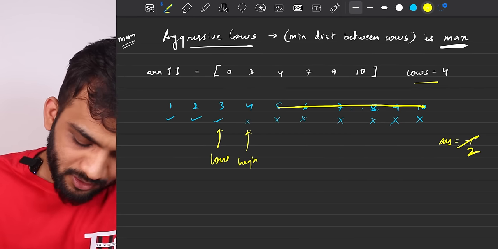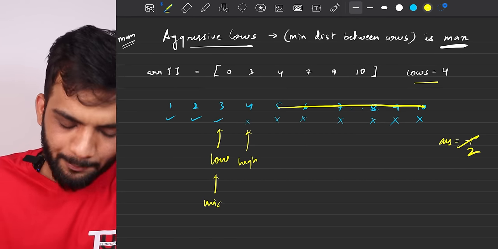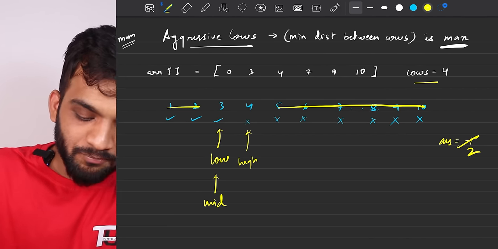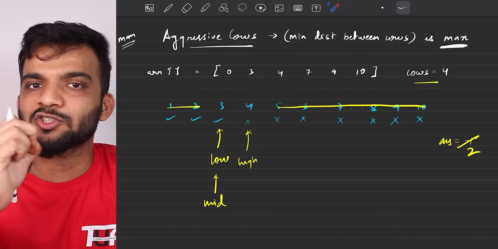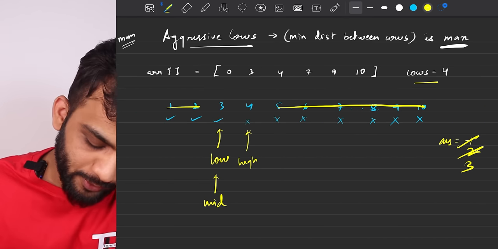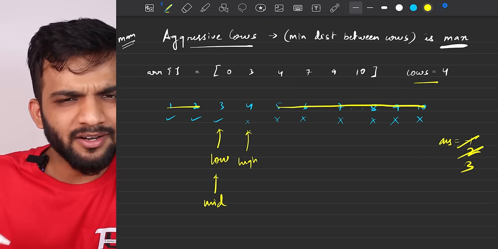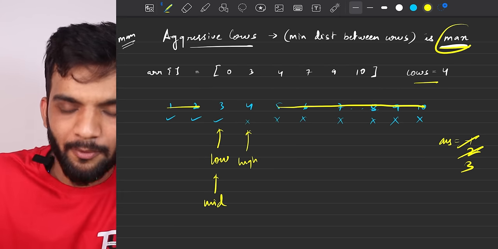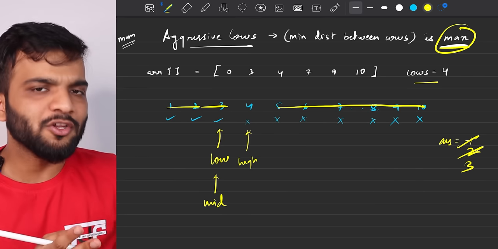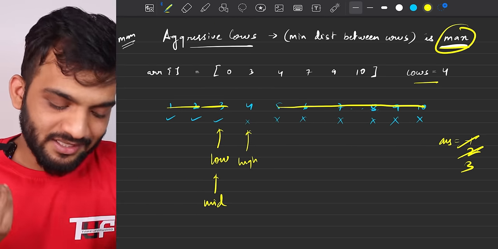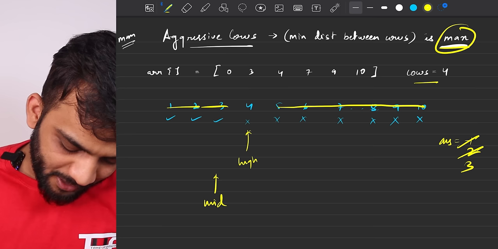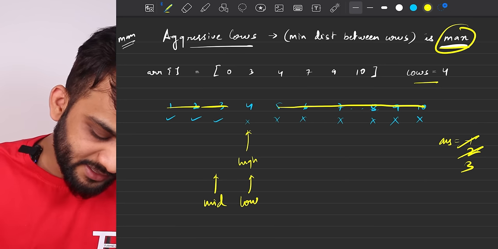Now what will be the mid? 3 plus 4 by 2 is 3.5, so the mid is 3. Is 3 possible? Yes, 3 is possible. You update your answer to 3. And you say, okay, 3 is possible, I'm looking for max, so increase. The left portion will go because on the left you'll get smaller values. And when you're increasing, where will the low go? Low will go to 1 plus mid, so that's one place ahead.